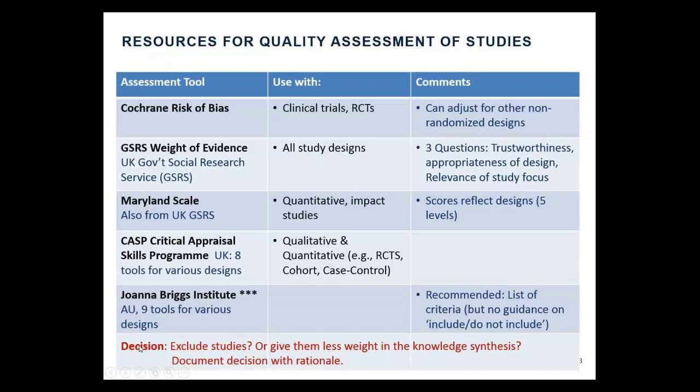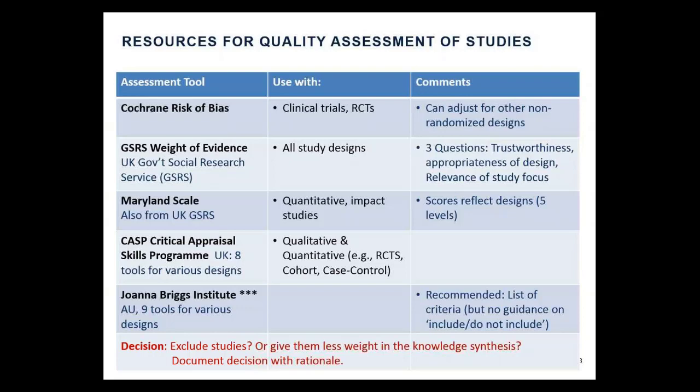Just very, very quickly, there are different resources to guide quality assessments of studies. So the Cochrane Risk of Bias was aimed at clinical trials and RCTs, can be adjusted somewhat for non-randomized designs, but really looking at quantitative studies. But Cochrane is looking at putting out information for rapid reviews. The UK has a weight of evidence document that's only 3 questions asked about how trustworthy do you think this is? Is the design appropriate, and is it relevant to your question? There's a Maryland scale also from the UK, appropriate for impact studies.